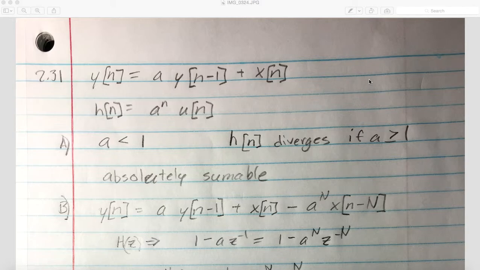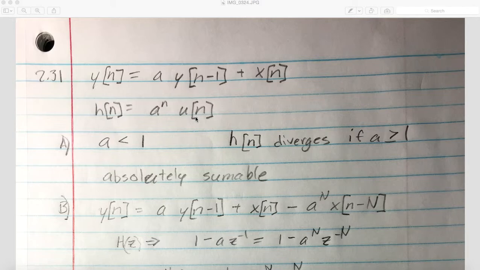The question says, if the input and output of a causal LTI system satisfies the difference equation y of n is equal to a times y of n minus 1 plus x of n, then the impulse response of the system must be h of n is equal to a to the nth times the step function.